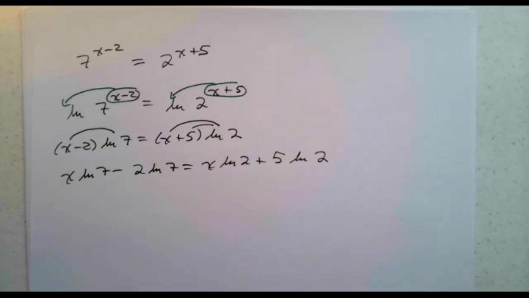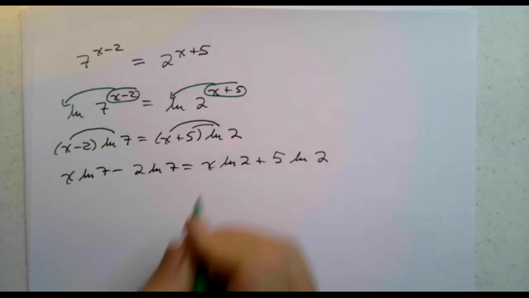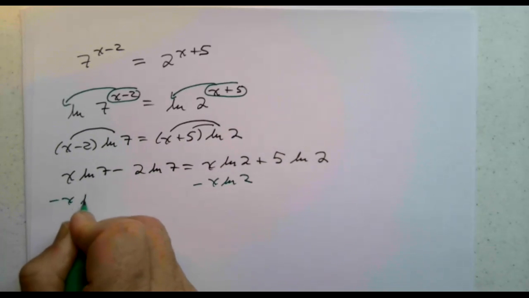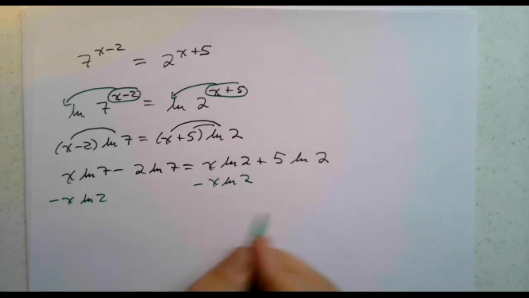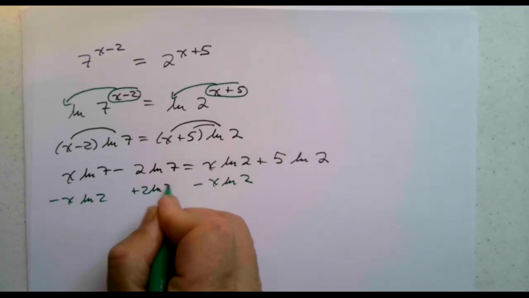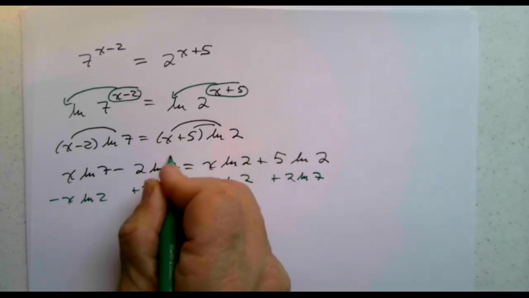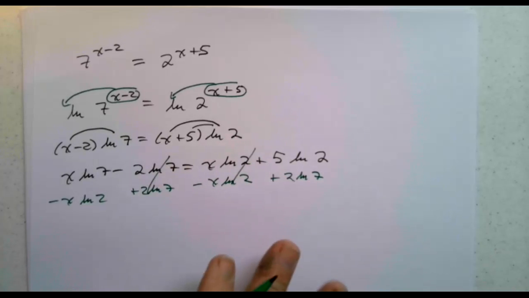And you will notice that I have x's on both sides. I have numbers on both sides. Let's get all of the x's on one side. I will do that by subtracting x log 2 from both sides. And let me add 2 log 7 to both sides. We'll get all the x's on one side, all of the numbers on the other. So those go away and those go away.